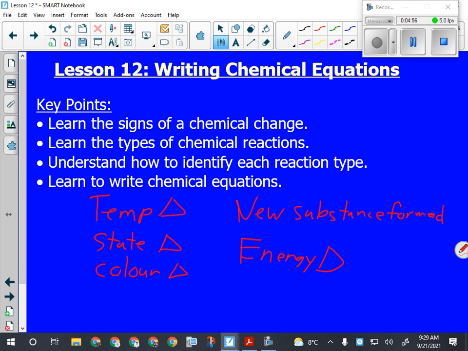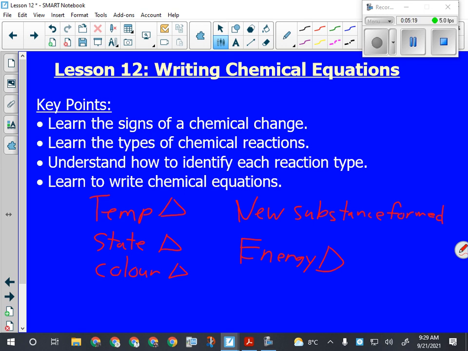I can't reverse a campfire. I can't unburn firewood. Once the campfire is done, I have carbon dioxide, water vapor, and ash. I'm not getting the firewood back. Campgrounds wouldn't make money if that was the case, because then you could just reverse your campfire and start all over again, right? It doesn't work that way. So most reactions are not reversible.